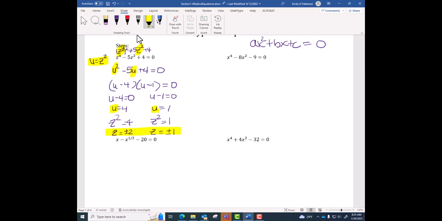So first of all, we have to find what we're going to set u equal to. Well, I'm going to set u equal to x squared. So pause the video and see if you can rewrite it with u instead of x squared.